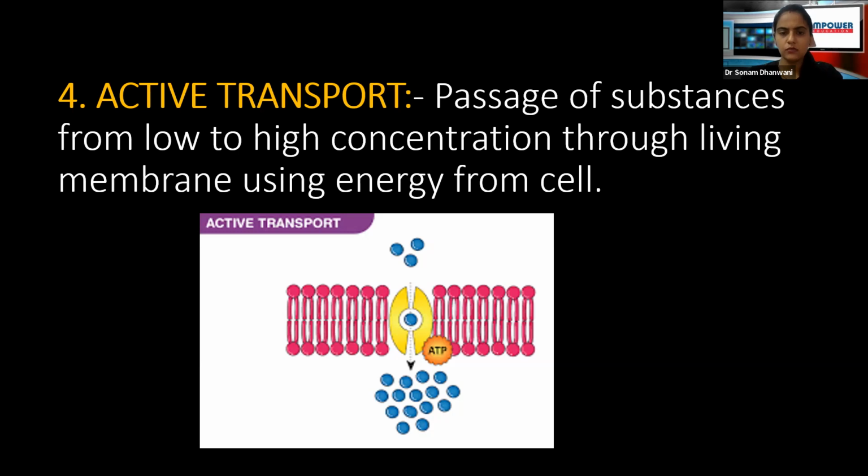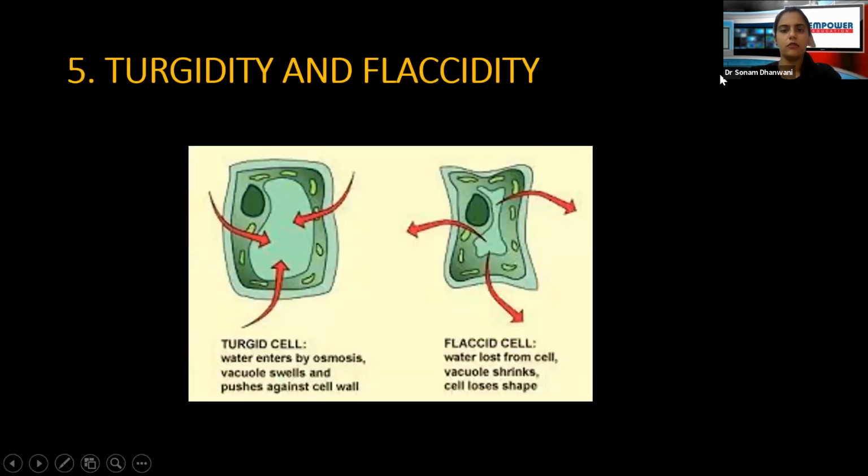Okay, are we clear here? This is what you can see. It is movement from low to high, okay, via this living membrane and at the cost of usage of ATP. Okay, kids, are we clear with these 3-4 basic terminologies? Okay. Now, coming to the next one, something called as turgidity and flaccidity.